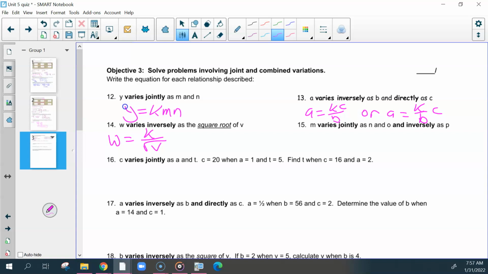And 15, m varies jointly as m and n, so that would be m equals k and o, and inversely as p. So dividing by p. Questions on any of those before we move on?